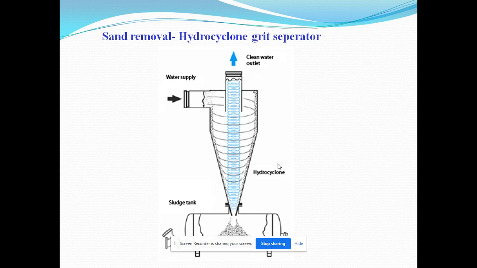The second step of primary treatment is sand removal. Sand needs to be removed to avoid damage to pumps. For this purpose, a hydrocyclone separator is used, where centrifugal force creates water movement which forces heavier particles to settle towards the wall of the separator. Here you can see the sand particles stick to the wall of the separator.